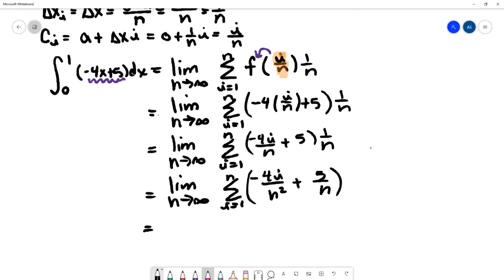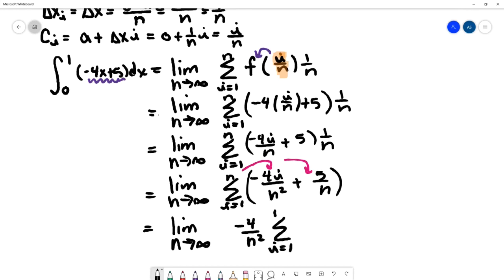And now I can apply the sum to these individual terms. We can write this as the limit as n approaches infinity. And I'll go ahead and factor out the constants as we do this as well. So I'm applying the sum to the individual terms and factoring the constants out of the sum. So that would be negative 4 over n squared, sum i equals 1 to n of i, plus 1 over n, sum i equals 1 to n of 5.